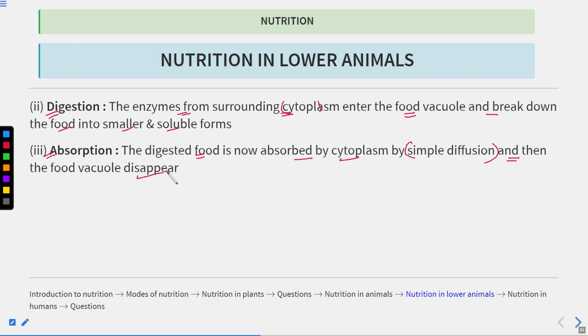So in short, we can say the amoeba acquires food with the help of pseudopodia. It engulfs the food and then it digests the food. In digestion, the enzymes enter into the food vacuole and break down the food into smaller and soluble forms. Then the smaller form of the food is absorbed into the cytoplasm by the process known as simple diffusion.